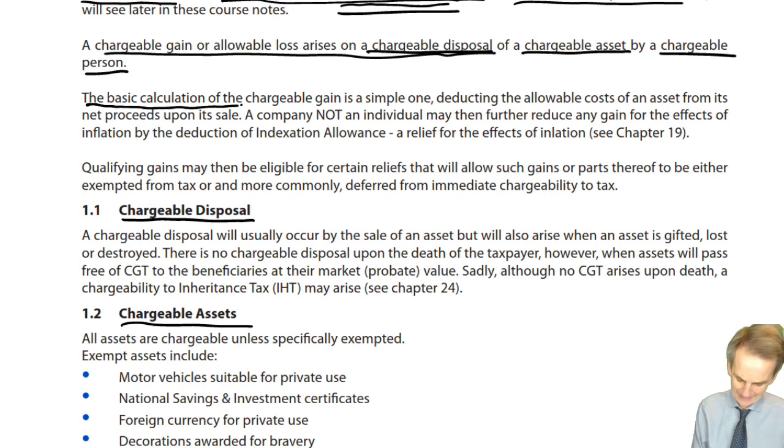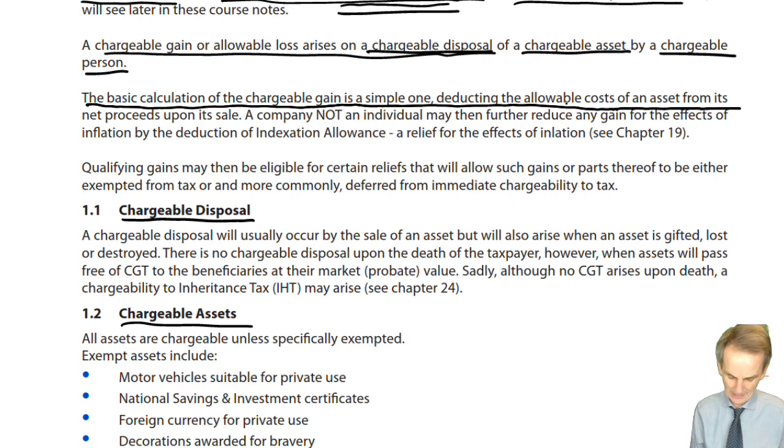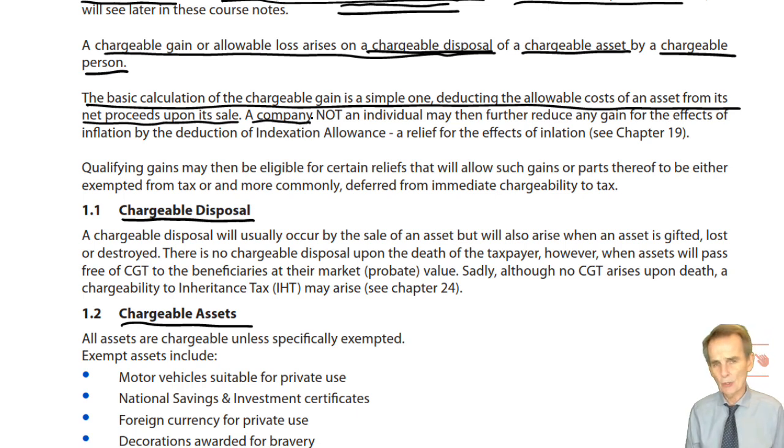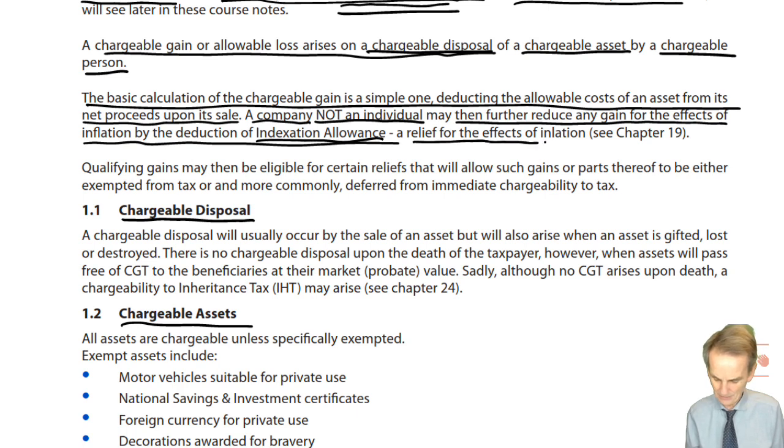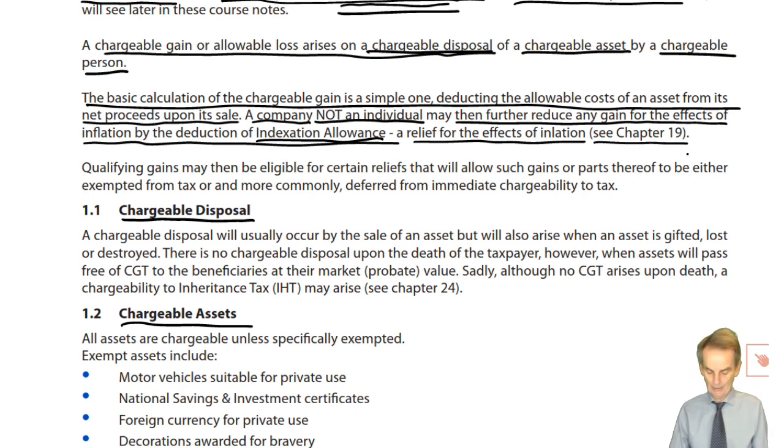As this note says, the basic calculation of the gain is a simple one, deducting the allowable costs of an asset from its net proceeds upon its sale. A company, we mentioned about companies being chargeable to corporation tax on their chargeable gains. That is our later studies, but I mention it at this point. A company, not an individual, that concerns us now, may then further reduce any gain for the effects of inflation by the deduction of something called indexation allowance, a relief for the effects of inflation, and the details of which you will find within chapter 19.